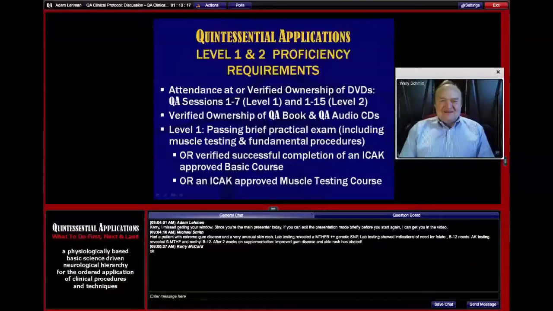Well, the Level 1 and Level 2 proficiency requirements are attendance or verified ownership of the DVDs of QA sessions 1 through 7 for Level 1 and QA sessions 1 through 15, all 15 sessions for Level 2. Verified ownership of the QA book and the QA audio CDs, the thought process behind how we apply the procedures. Level 1 requires the passing of a brief practical exam, including muscle testing and fundamental procedures. Or if you've completed a basic 100-hour course from ICAK, then that can be waived. Or if you've taken an ICAK-approved muscle testing course, our practical exam can be waived.